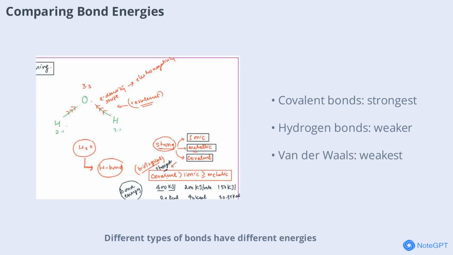Different types of bonds have different energies. Covalent bonds are the strongest, requiring the most energy to break. Ionic bonds are also strong, but generally weaker than covalent bonds.